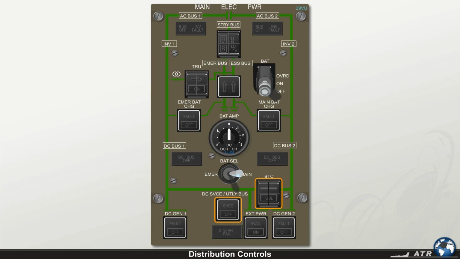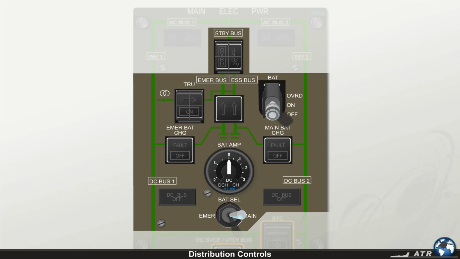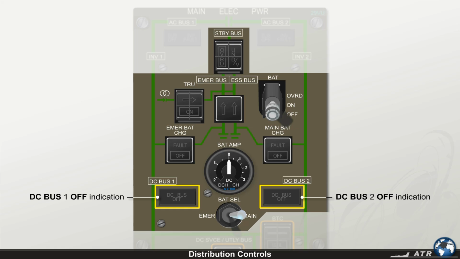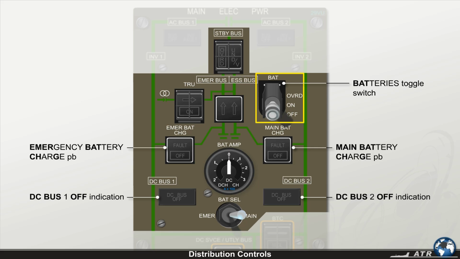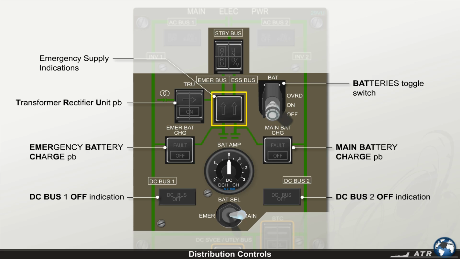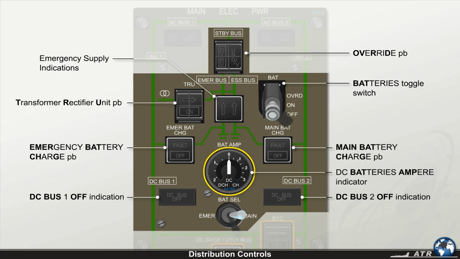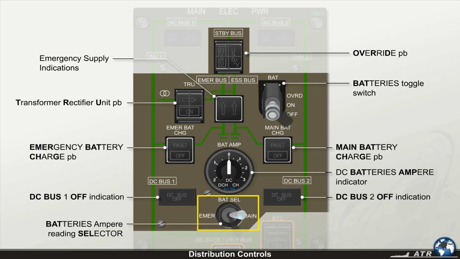The controls and particular indications for the distribution of DC power are located in the upper part of the main electrical power panel and consist of the DC bus 1 and 2 off indications, the main and emergency battery charge push buttons, the battery's toggle switch, the TRU push button, the emergency supply indications, the override push button, the DC ampere indicator, and the battery's ampere reading selector.